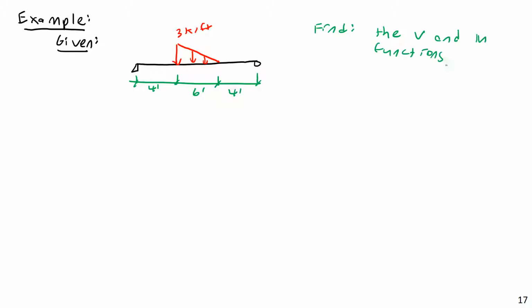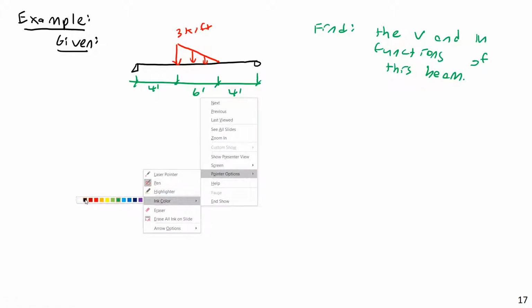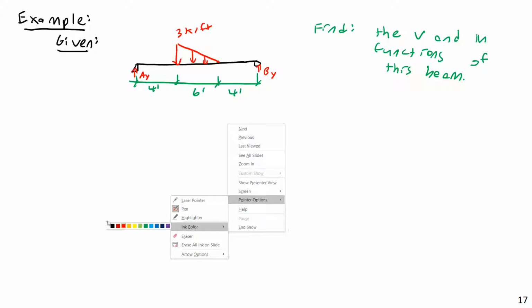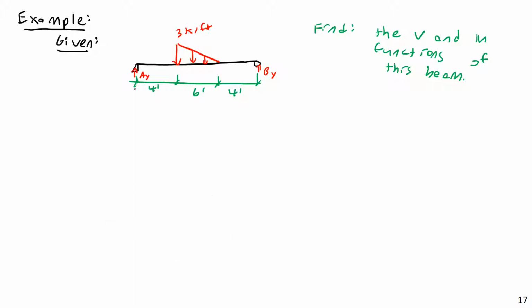And I'm going to approach this from a very mathematical, calculus-based approach. So the first step is going to be to solve for the external reactions. And I'm just going to go ahead and say there's going to be an AY here and a BY. And let's see, I can do a summation of moments about point A. So solution here.